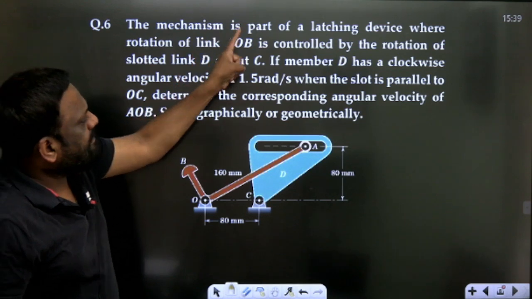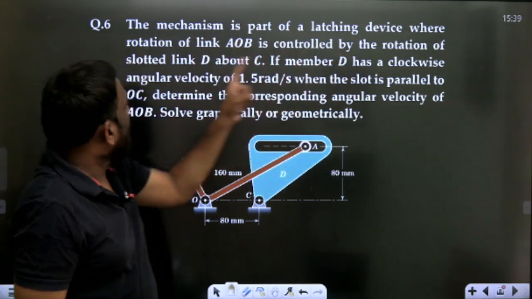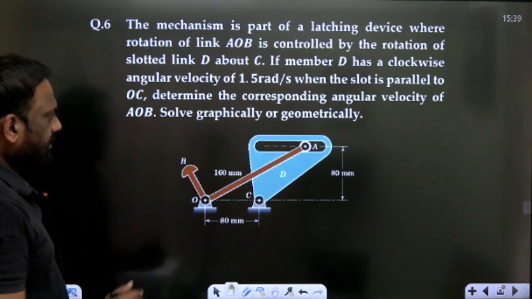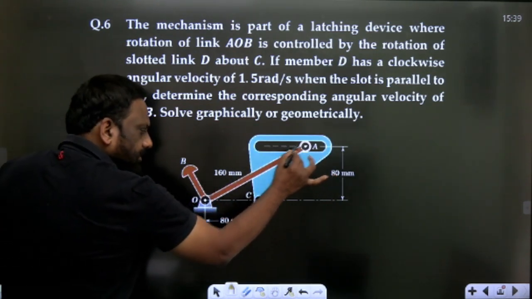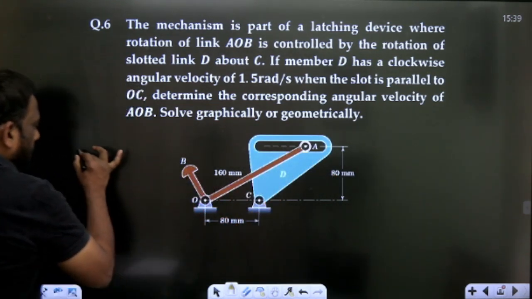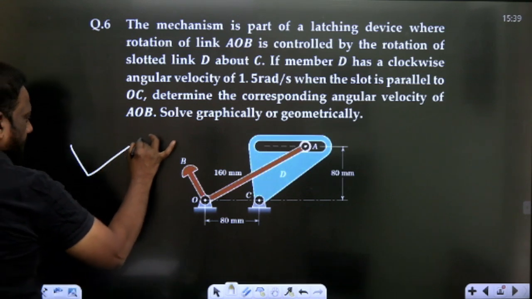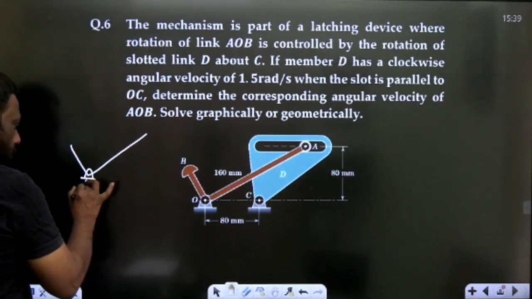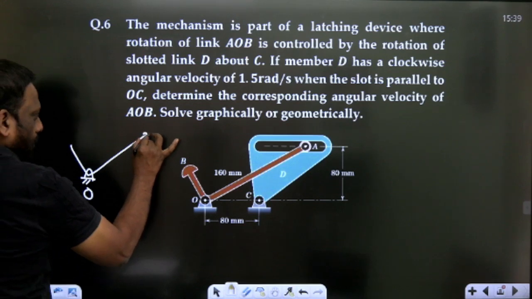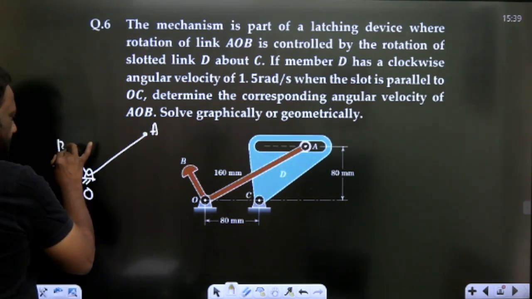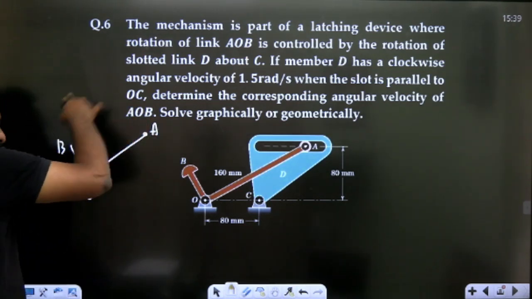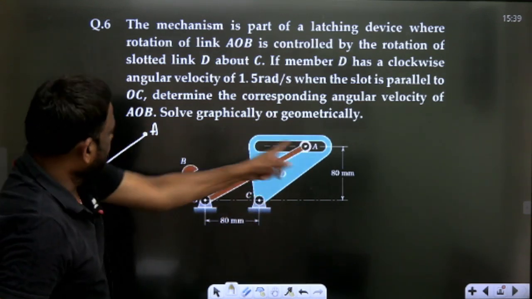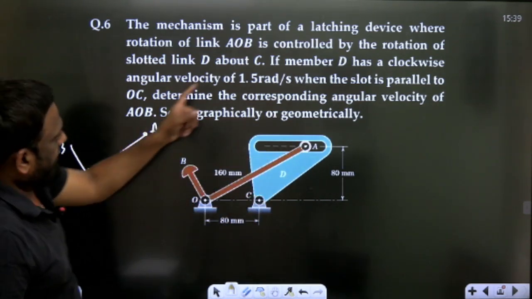The mechanism is a part of a latching device where rotation of link AOB. This is A, this is O, this is B. Look at this, this is AOB. It is a single link. This is rotating about O. This is point A and this is point B. And this link is rotating about O. This red link. This is A, this is O, and this is B, right?